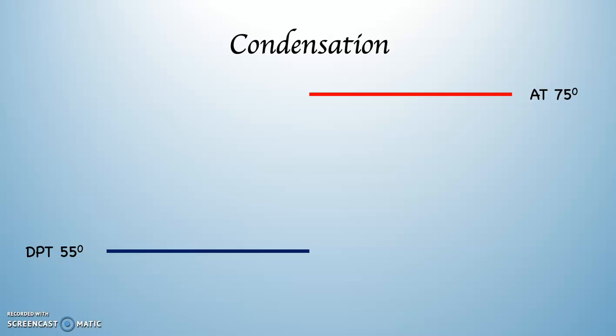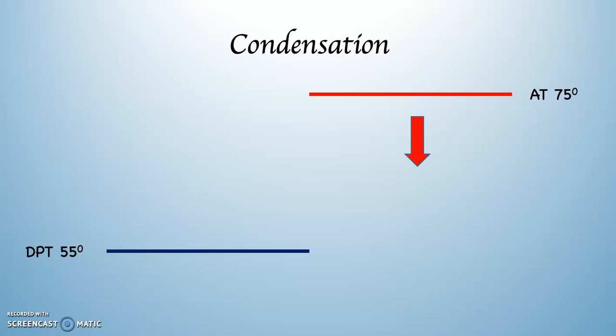Take a look at this little diagram I created for you. Notice on the left-hand side, we have dew point temperature, and it says 55 degrees, the blue line. On the right-hand side, we have air temperature. It's 75 degrees, the red line. Notice they are not the same number. As long as they are not the same number, the relative humidity is going to be less than 100%. Once the relative humidity is 100%, we can say the air is saturated, and at that point, water is going to come out in some form.